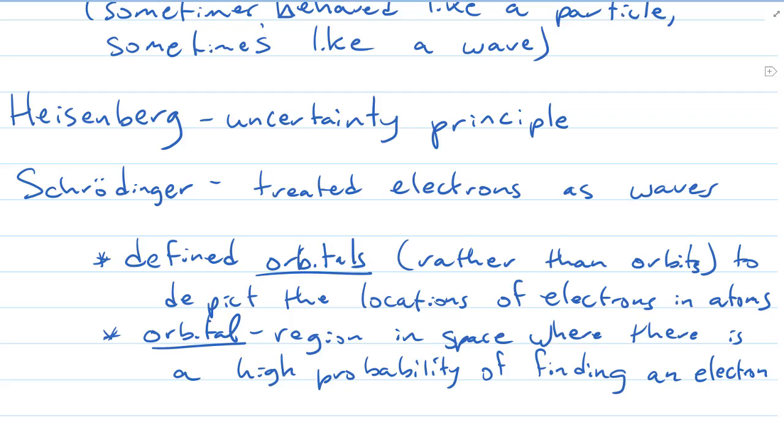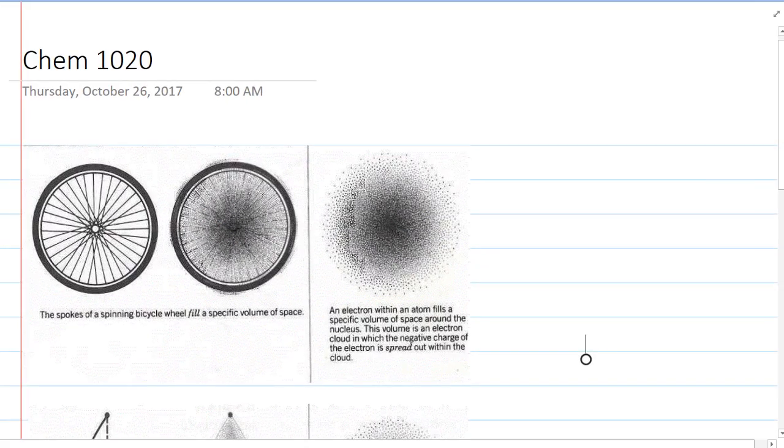So I'm going to take a couple figures here, and we'll start with this one. We might look at a bicycle wheel, and a bicycle wheel would have a bunch of spokes on it. If we took that bicycle wheel and spun it around very rapidly, the spokes would fill up the volume. Now what we'd know is that there's a high probability of finding a spoke somewhere in the space.